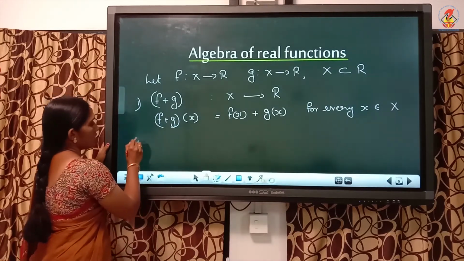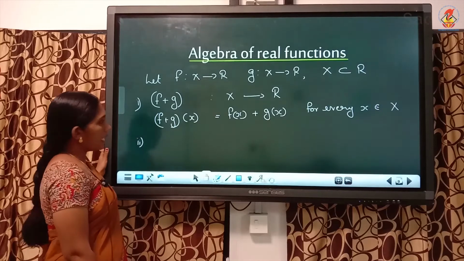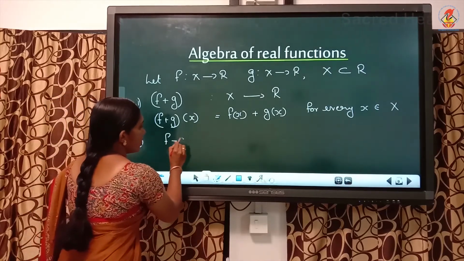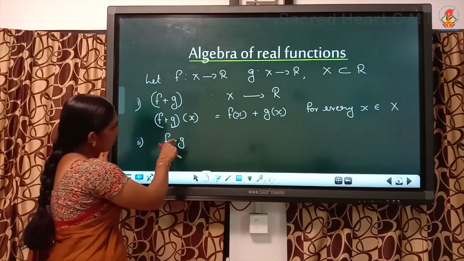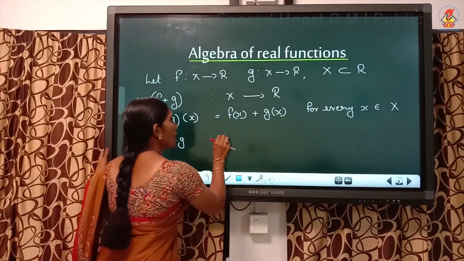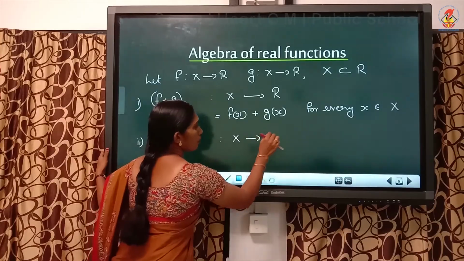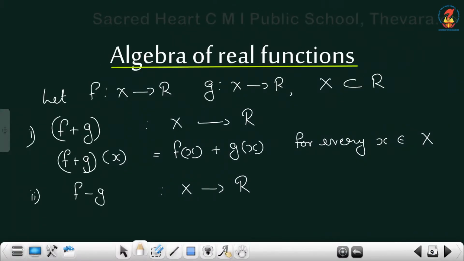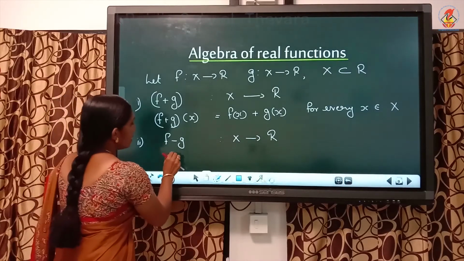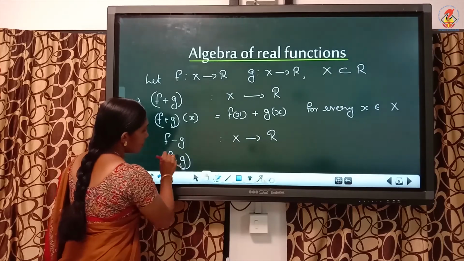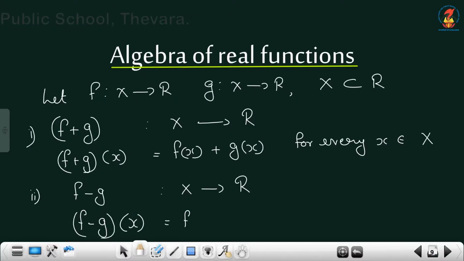Now the subtraction of a real function from another. So f minus g, that is the subtraction of g from f, is also defined as a function from X to R. Since f is from X to R and g is also from X to R, f minus g is also from X to R, and it is defined as (f minus g)(x) is equal to f(x) minus g(x) for every x belongs to X.